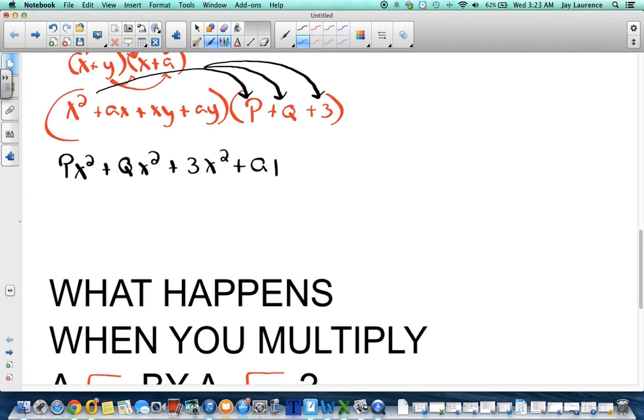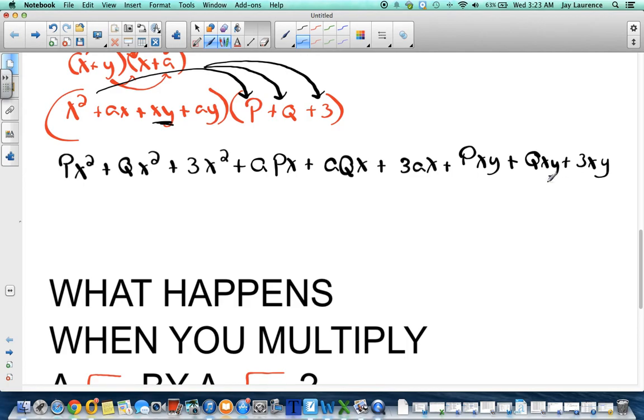apx, and then an aqx, excuse me, an aqx plus a 3ax. Now I'm ready to distribute the xy, and so I'm going to get a pxy. Then I'm going to get a qxy. Okay, then I'm going to get a 3xy.